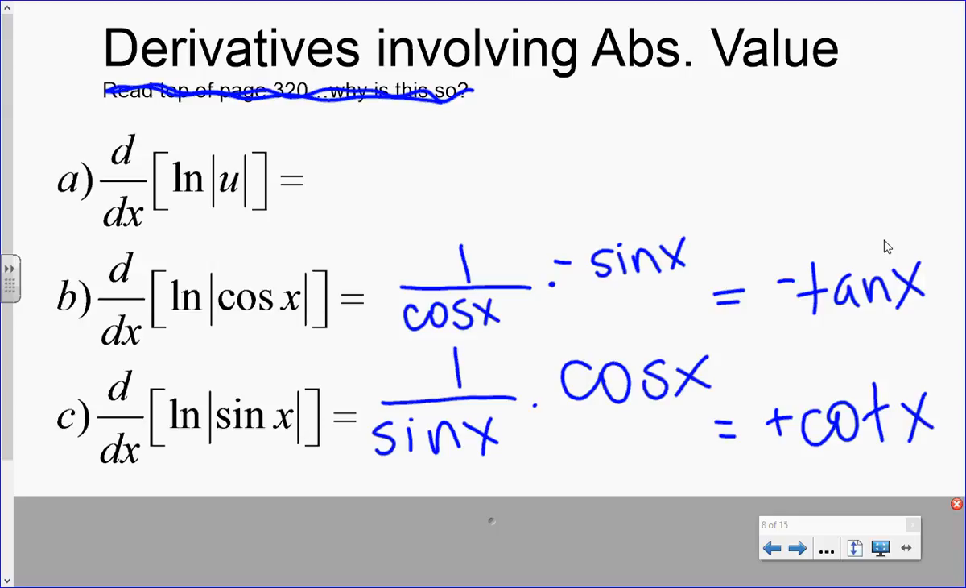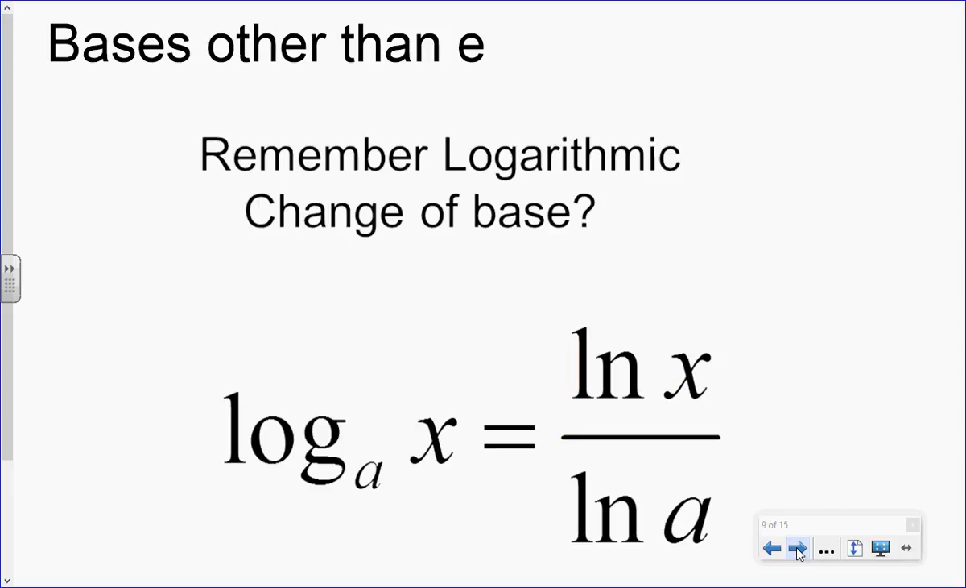So you remember, back in the day, when your calculator wasn't fancy, this was your change of base formula. If you had log base a of x, we could type in the natural log of x divided by the natural log of a. Do you agree with that statement? Okay, you don't necessarily need to know it. Write it down, that's fine.